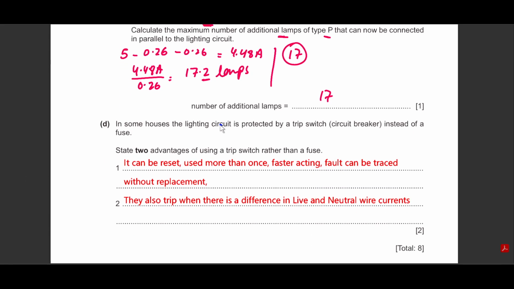In some houses, the lighting circuit is protected by a trip switch, which is a circuit breaker instead of a fuse. State 2 advantages. Now, trip switches or circuit breakers can be reset and reused again and again. They don't need to be replaced, and they act faster. And if there is a fault in the house wires, it can be traced without replacement, or it can be done more quickly. You can keep checking this again and again until the fault is taken care of.